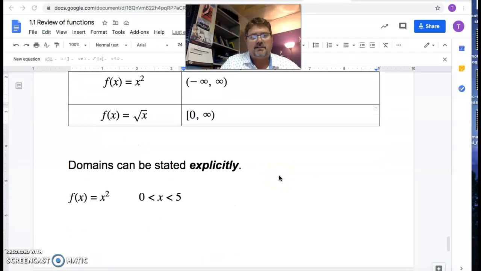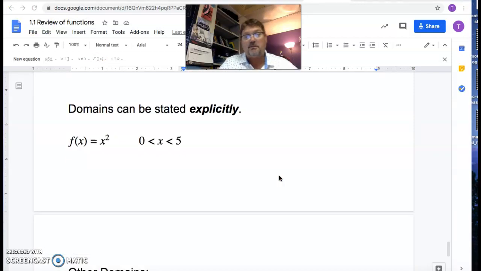One thing that's important to realize too, and this comes up when we start doing something called piecewise functions: the domain of x squared is all real numbers, but domains can be stated explicitly. That means they're giving you a domain restriction explicitly. They're saying, hey, I know it's x squared, normally all real numbers, but I'm only allowing it to live from 0 to 5, not including either one. That's what this means. We could write it in interval notation, but I'm not going to get into that. I want to show you how to graph this in Desmos. That's a good way to do these.